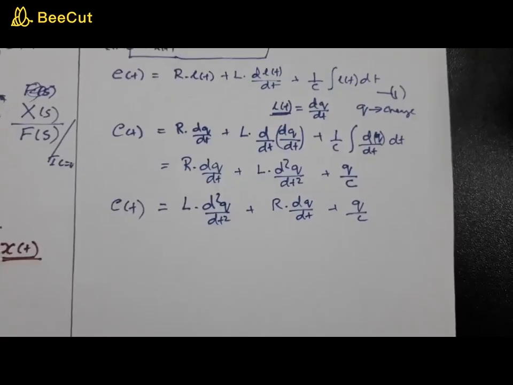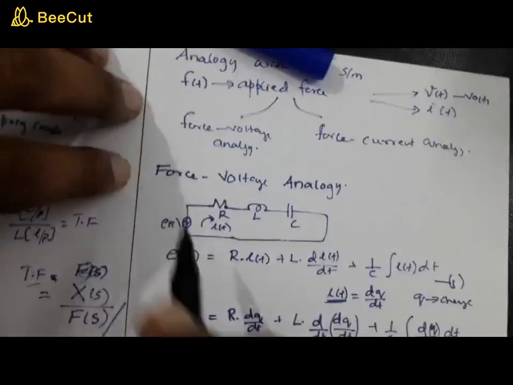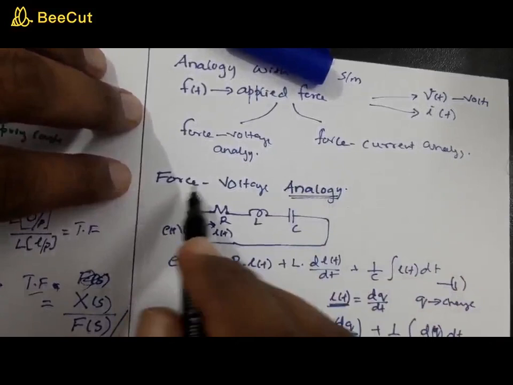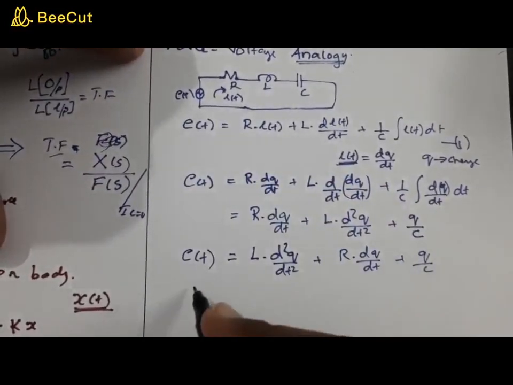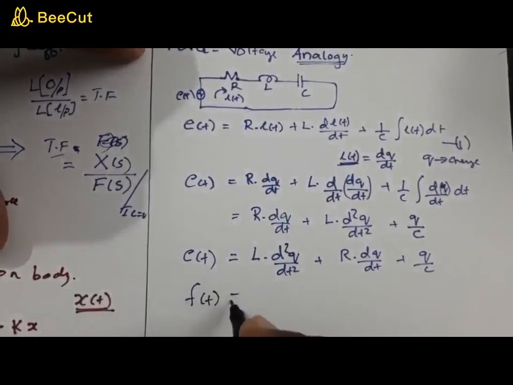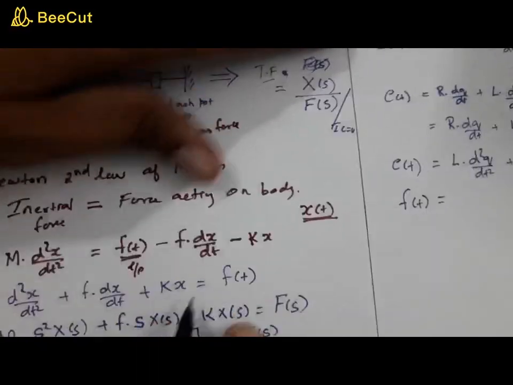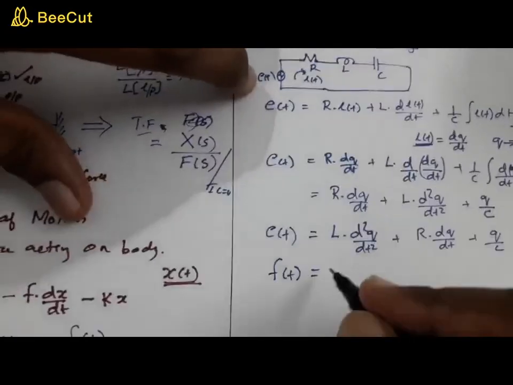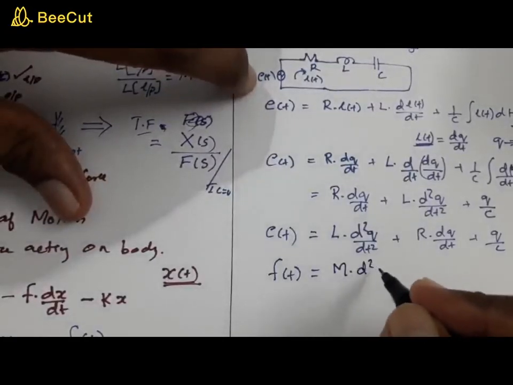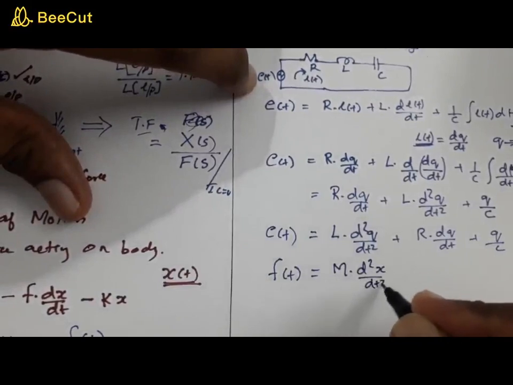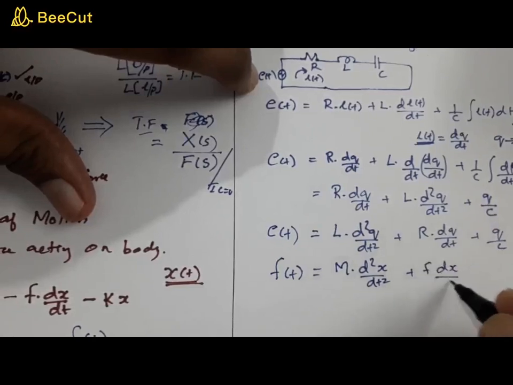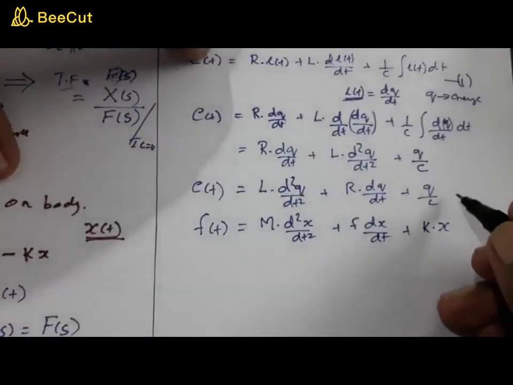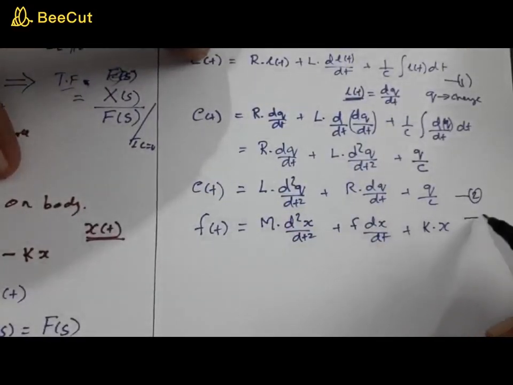Okay. Now what is the next step? Now our objective is to find out an analogy between the force and voltage. Now we have the voltage equation right now. Now I'm rewriting the force equation which we have already derived, m into d square x by dt square plus f into dx by dt plus k into x. Okay, so we call this equation 2 and this equation 3.